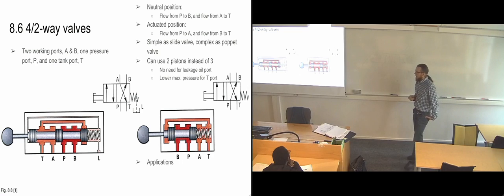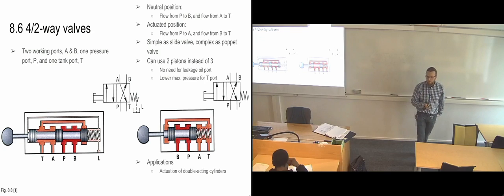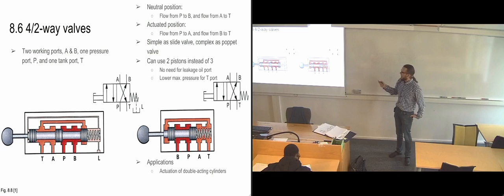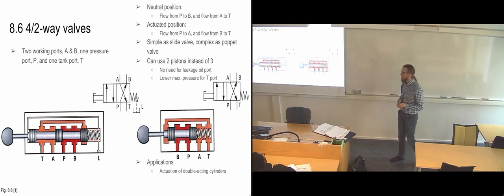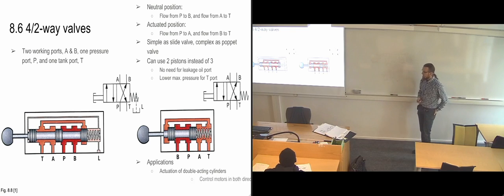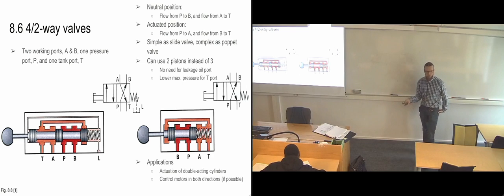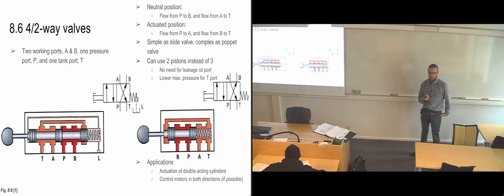And applications for valves like this are double-acting cylinders and controlling those. So it's very, very useful for extending the cylinder and retracting the cylinder. So whether you're actuating the valve or not actuating the valve, the cylinder will go in one direction or the other direction. So it's very useful for those. And you can also control motors in both directions, sending it clockwise or anti-clockwise, if the motor can go in both directions. It's not all hydraulic motors that can go in both directions.